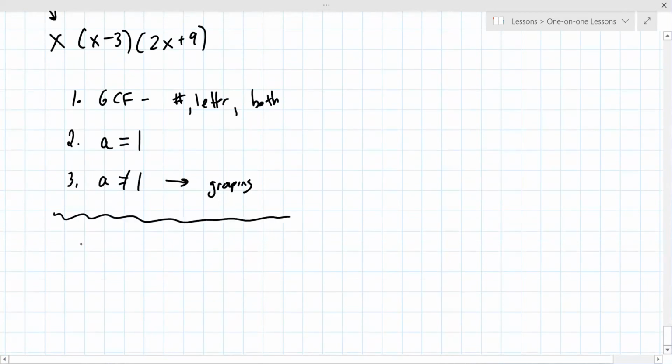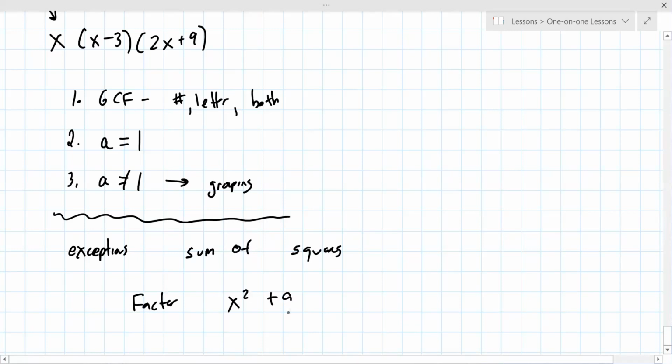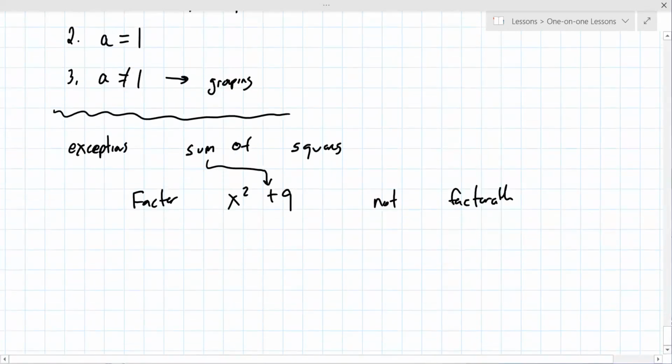There are exceptions. A lot of math is about exceptions. If you just ignore the exceptions, you can get about 80%, maybe 90% on certain tests, but there is an exception here. The exception is what's called sum of squares. So if I asked you to factor x squared plus 9, the fact that there's a sum here means that this is not factorable. If I gave you x squared plus 16, it's the same case. It's not factorable.